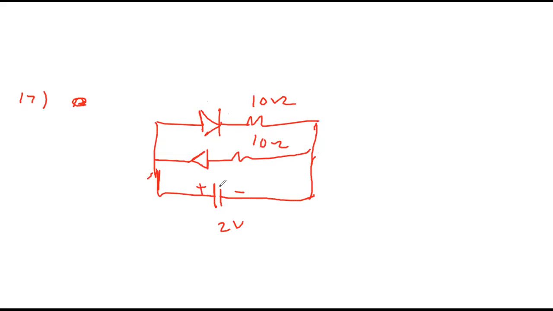Assume that each diode is as in the figure given below. Assume that the resistance of each diode is 0 when forward and infinity when reverse. Then the current supplied by the battery when its positive terminal is connected to A.